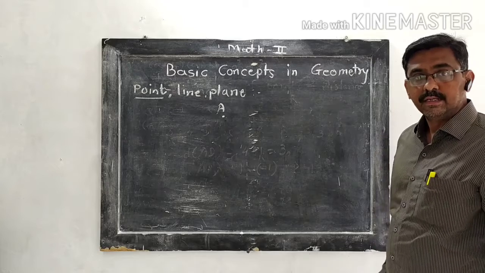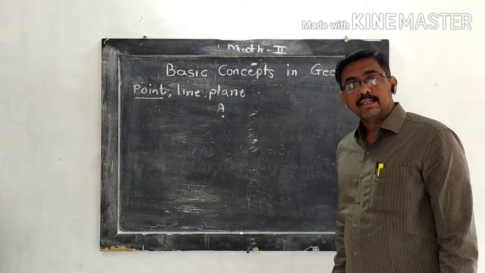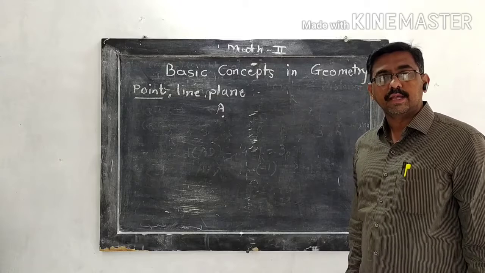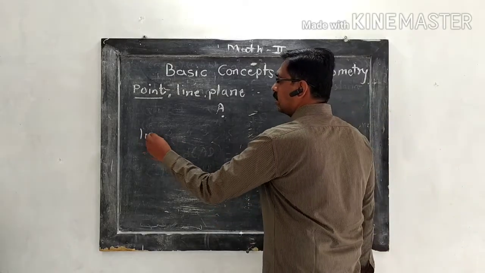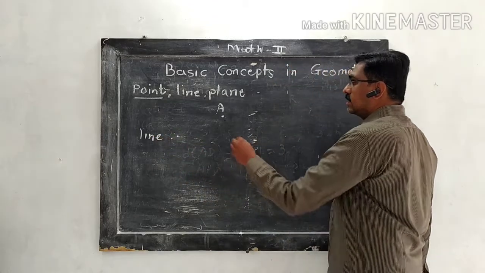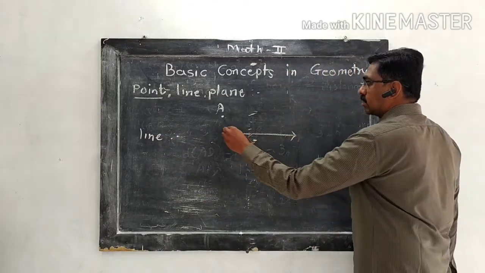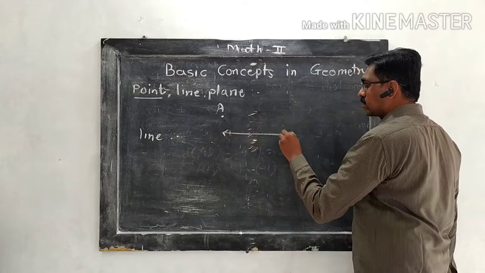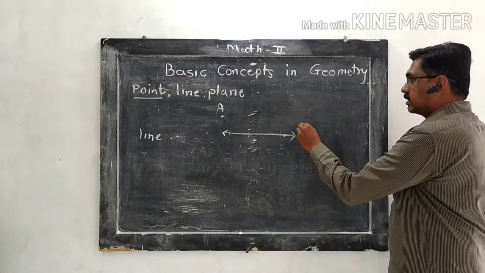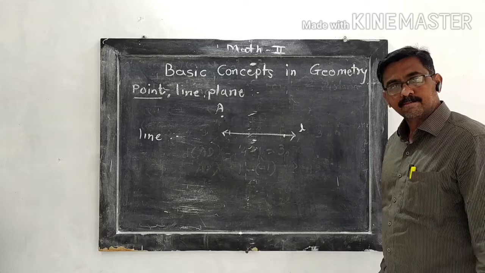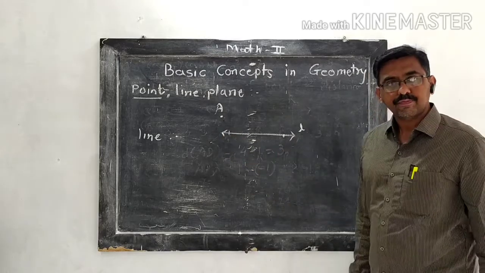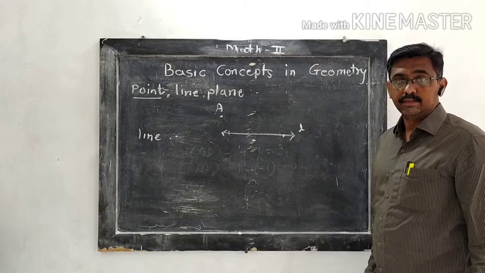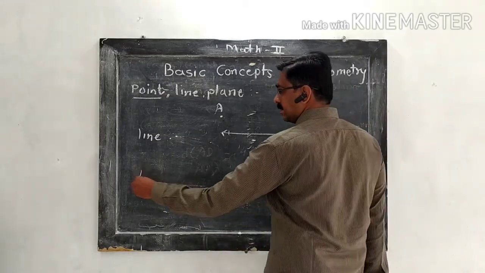Now the line and plane are collections of points. About the line, we consider the set of collinear points, and this is line A, suppose. So all the points in a straight way form a line.